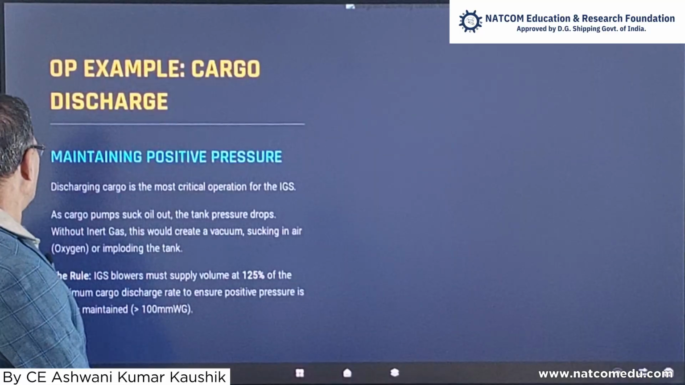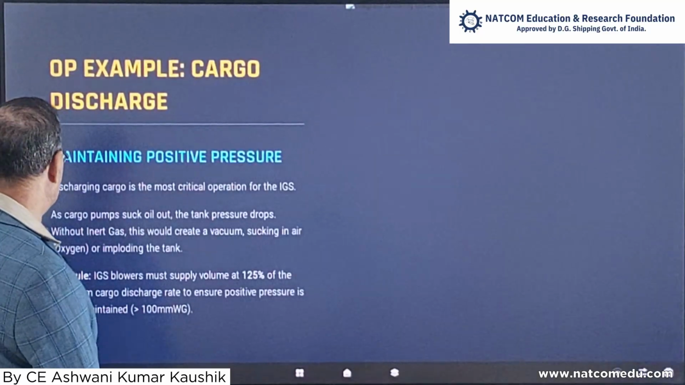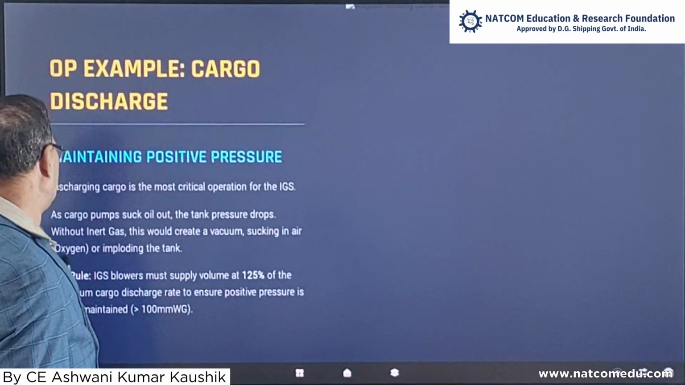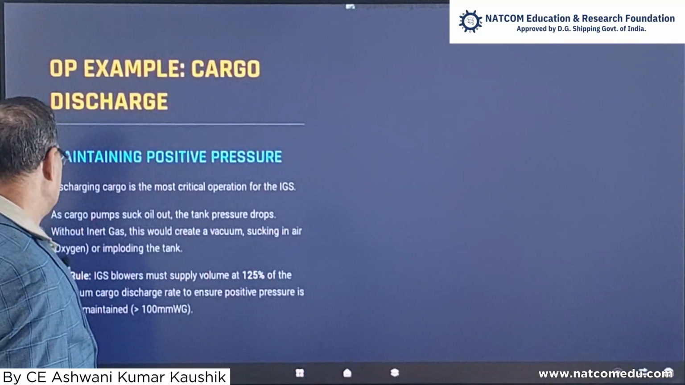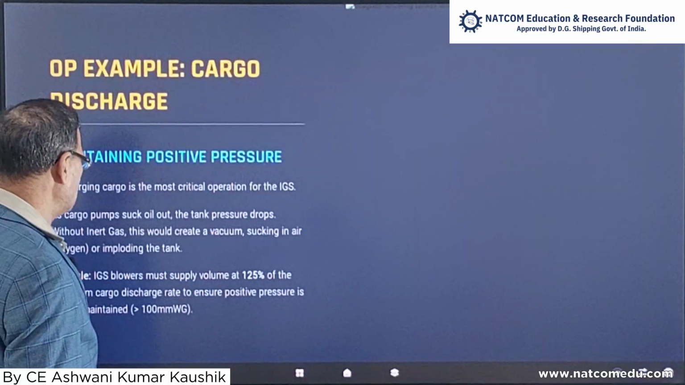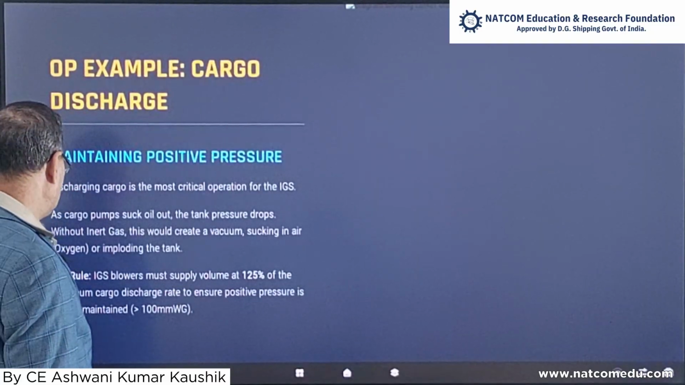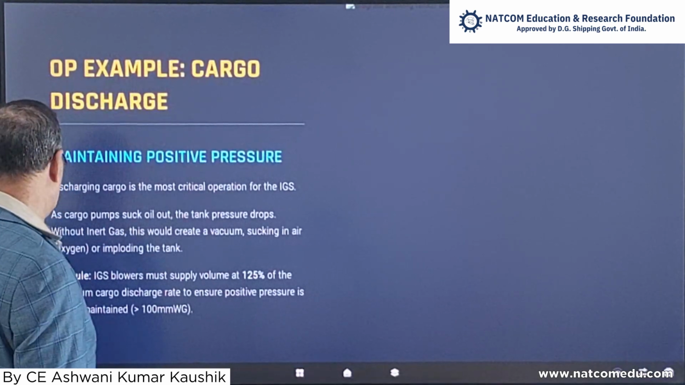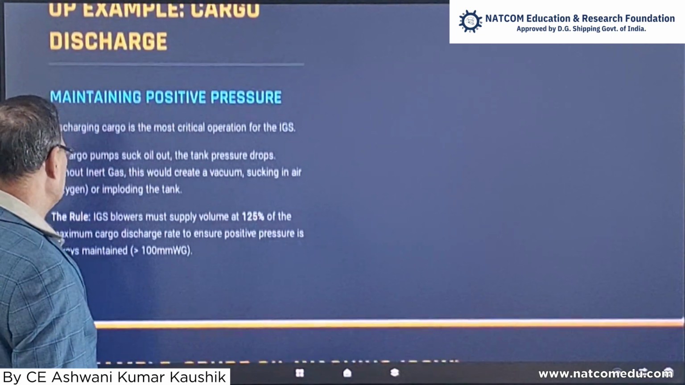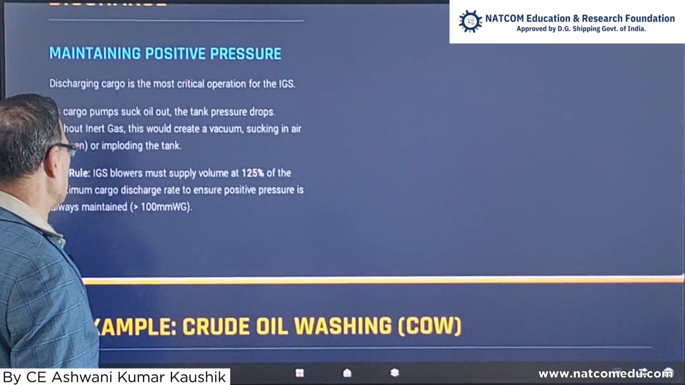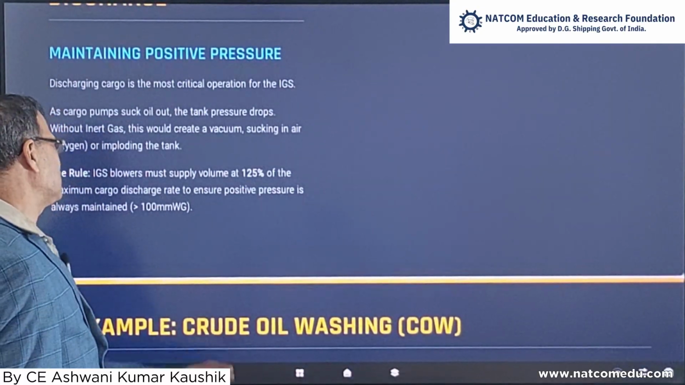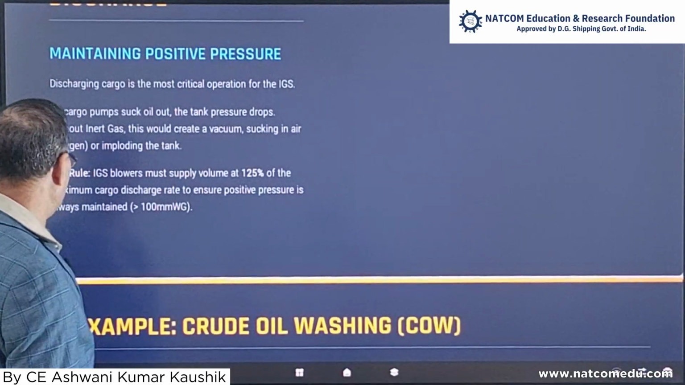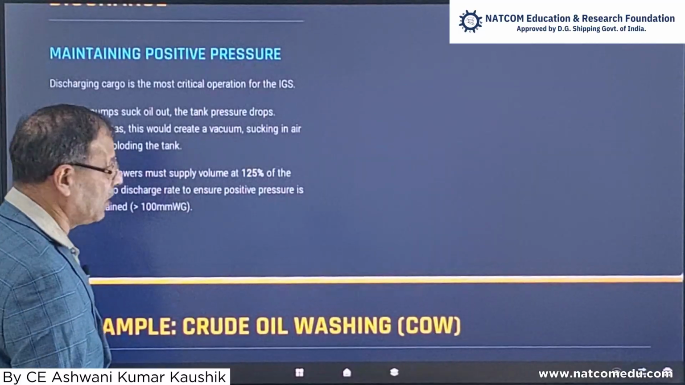Operation example: cargo discharge, maintaining positive pressure. Discharge cargo is the most critical operation for the IGS system. As the cargo pumps suck oil out, the tank pressure drops without inerting gas. This would create a vacuum, sucking in air and oxygen or imploding the tank. Rule: the IGS blower must supply volume at 125% of the maximum cargo discharge rate to ensure positive pressure is always maintained, more than 100 mm water gauge.